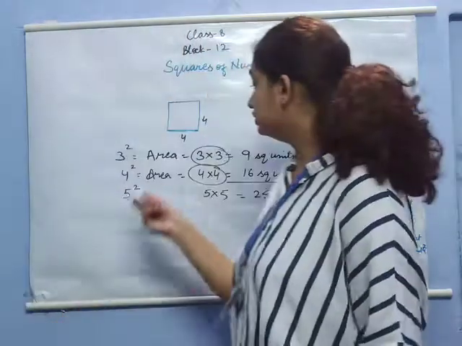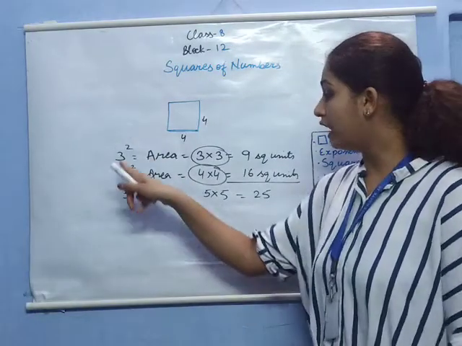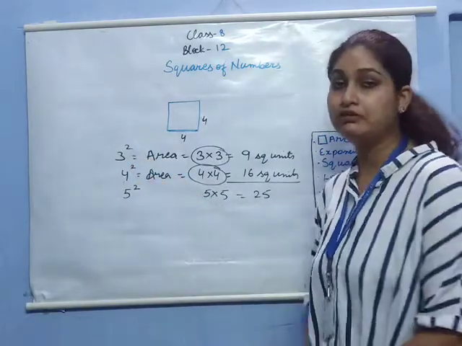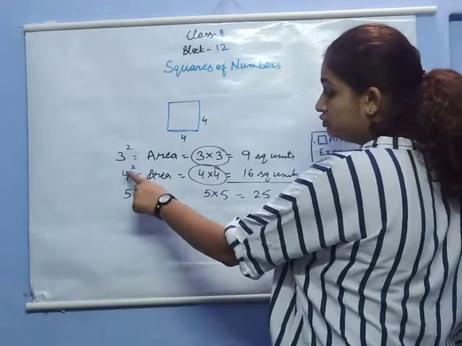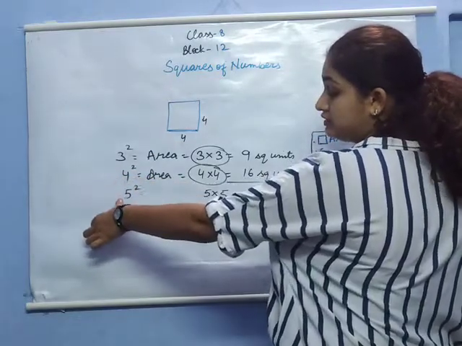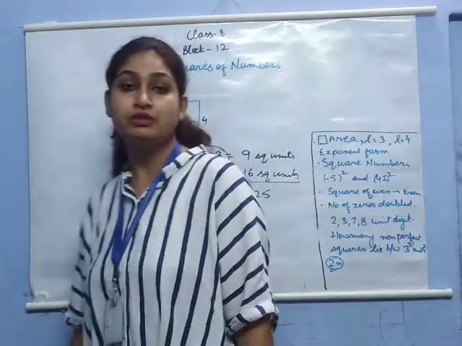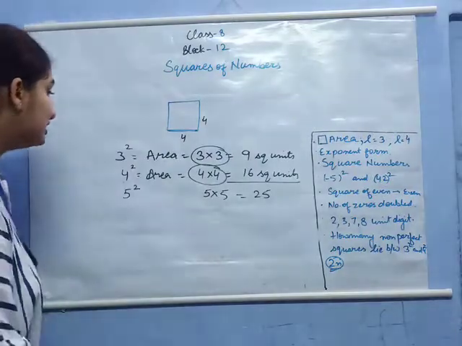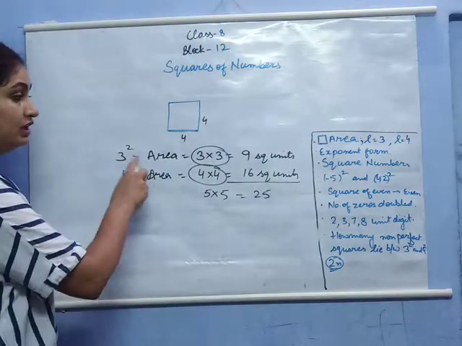What do you observe over here? The power remains the same throughout, 2, 2 and 2. And the base is continuously changing according to the question. Right? So this is called the square of any number.